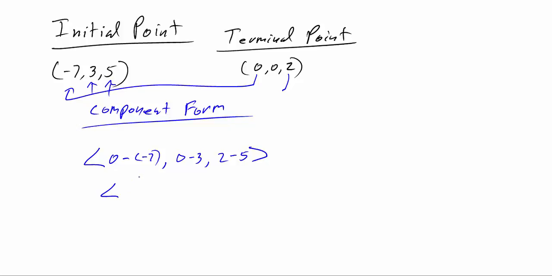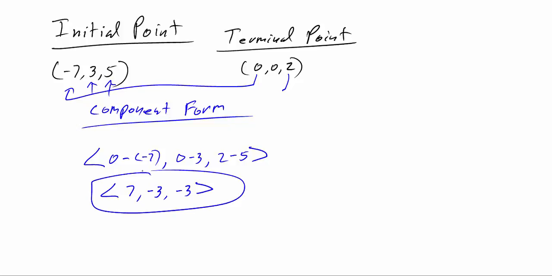So here we'd have 0 minus -7, which would be 7. 0 minus 3 would be -3. And then 2 minus 5 is also -3. So this here is the component form, 7, -3, -3. And we talked about i, j, and k. So if we wanted to write this in terms of i, j, and k, we could think of this as 7i minus 3j minus 3k. This is the same vector in terms of i, j, and k, because i, j, and k are the unit vectors.